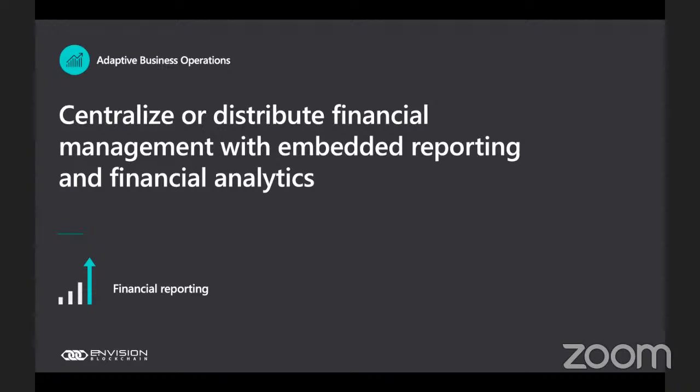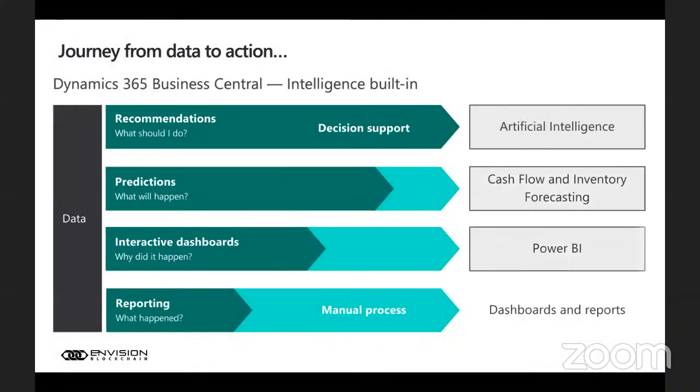So the second subpillar that we'll talk about is the centralized or distributed financial management with embedded reporting and financial analytics. And this is where things get interesting. Because at this point, this is where now you're taking your data and you're running it through this machine learning that we were talking about, and it's giving you help. It's giving you intelligence, which is built in to help you take your data to action, like it said right here.